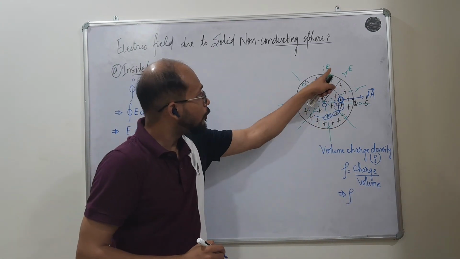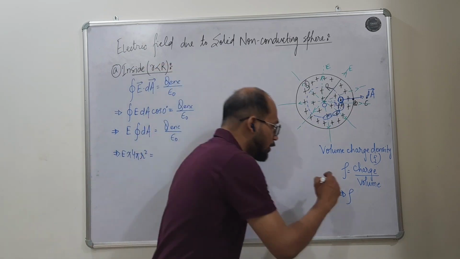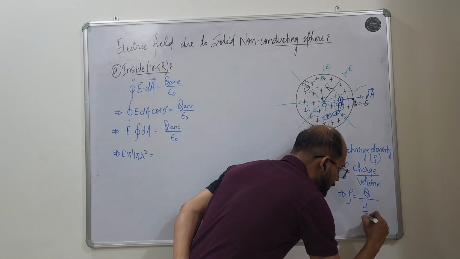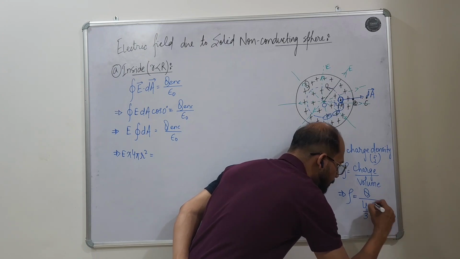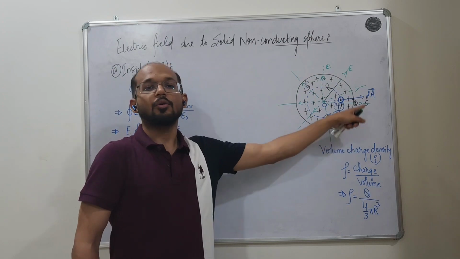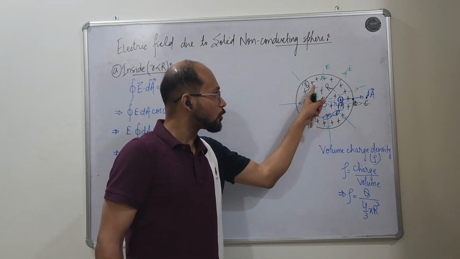Now, for this solid sphere of radius capital R, the value of rho will be the total charge Q divided by volume, 4 by 3 pi R cube. Now this is the value of rho for the whole sphere. Now, what is the value of rho for this small sphere, this Gaussian surface?